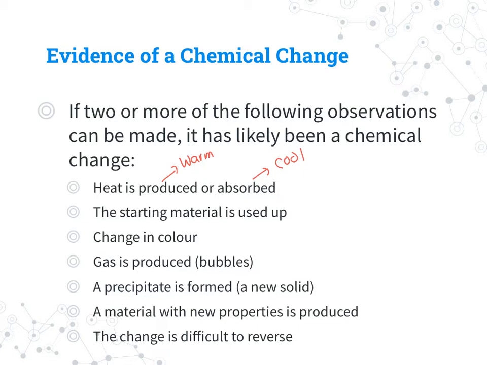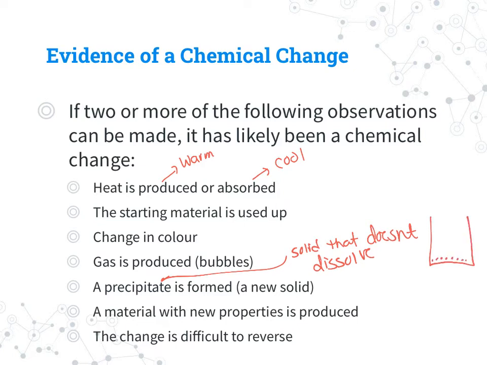The starting material is used up, so it's gone. There is a change in color. Gas is produced, or you see bubbles if it was a solution. A precipitate is formed. A precipitate is a solid that doesn't dissolve. So if we were looking at a solution and we have a precipitate, we will see the solid sitting at the bottom of our solution.